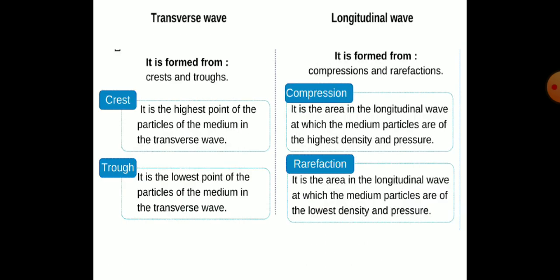Formation. Transverse waves are formed from crests and troughs. So, crest is the highest point of the particles of the medium in transverse waves, and trough is the lowest point of the particles of the medium in transverse waves. On the other side, longitudinal waves are formed from compression and rarefaction. So, first, compression is the area in a longitudinal wave at which the medium particles are of the highest density and pressure. And rarefaction is the area in longitudinal waves at which the medium particles are of the lowest density and pressure.